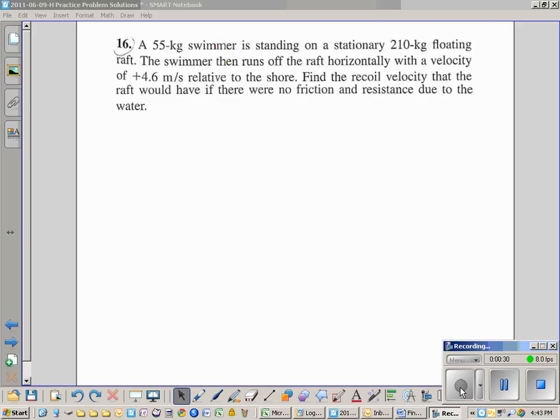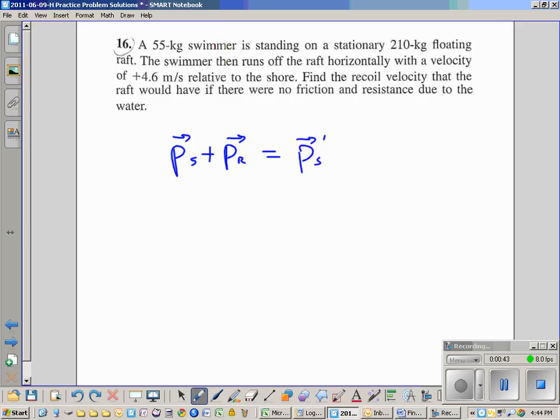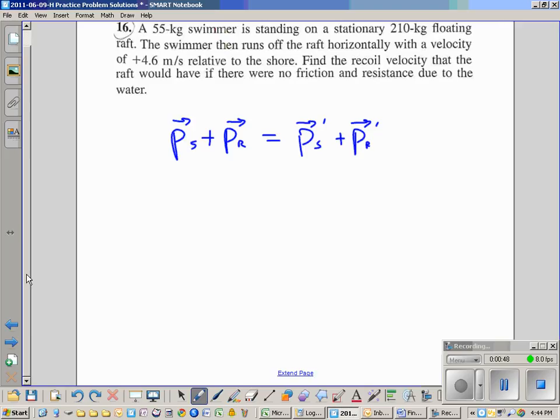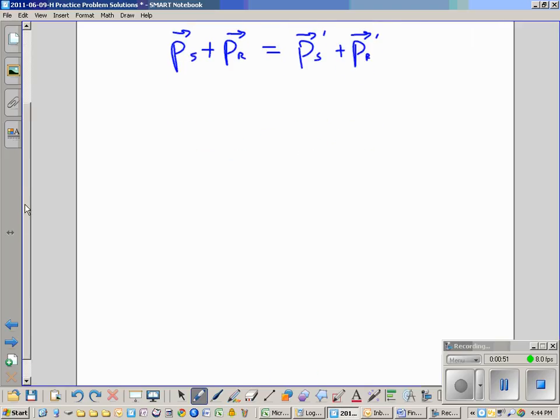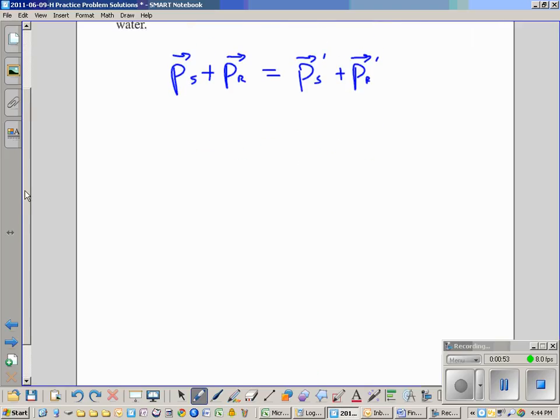So basically what we're saying is that the momentum of the swimmer plus the momentum of the raft beforehand have to equal the momentum of the swimmer plus the momentum of the raft afterward. I'm going to use U's for after collision. It's not a collision per se, but it's still a conservation of momentum problem. So we have the mass of the swimmer, velocity of the swimmer, plus mass of the raft, velocity of the raft. But we know all that equals 0 because the whole thing is stationary to begin with.